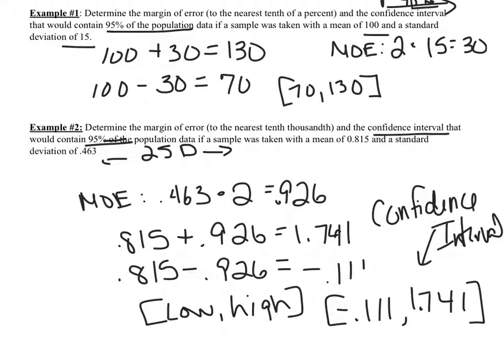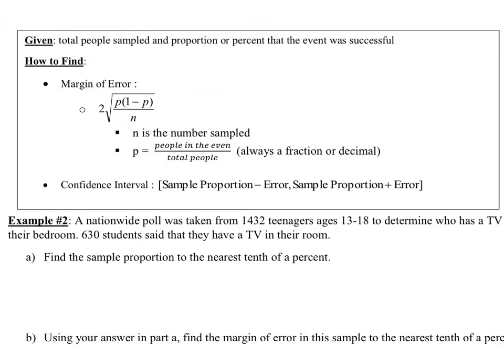That is so messy. All right, so now we have a second kind of margin of error. The second kind of margin of error deals with the sample proportion. So they don't have the mean and the standard deviation. What they do have is the sample proportion and the total number of people that have been sampled. It's basically just saying the probability. So the sample proportion is literally just the probability that an event occurs.